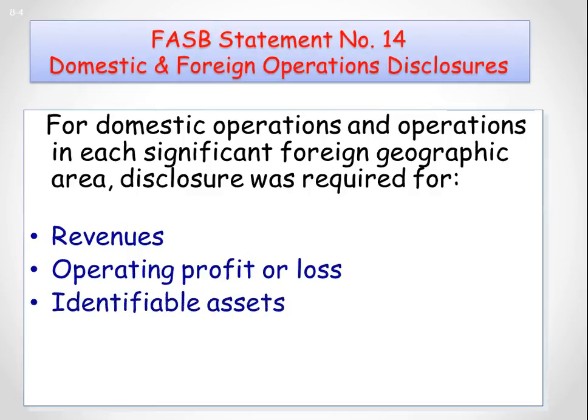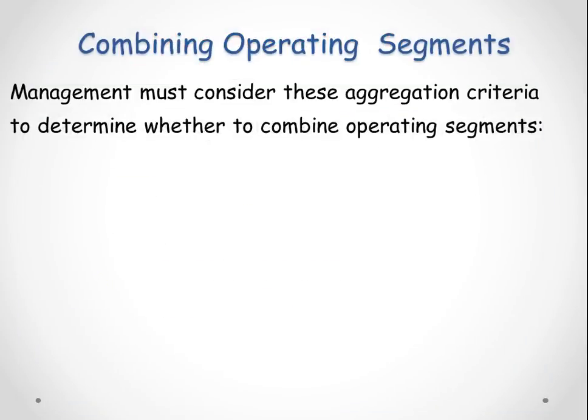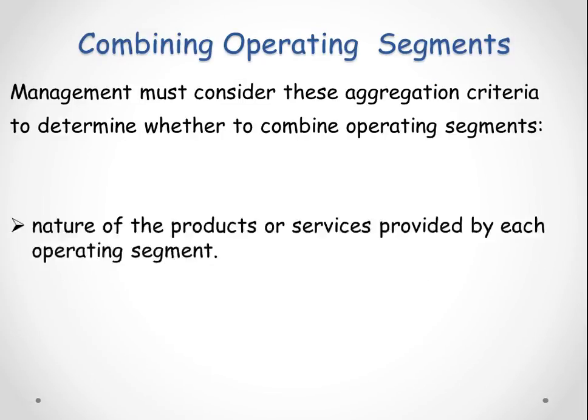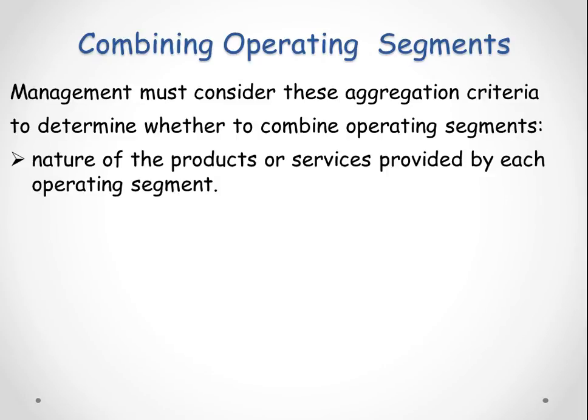Now, FASB statement number 14 says that for domestic and international operations, we have to disclose the revenue, operating profit or loss, and identifiable assets based on going through this test process. Now, we can combine segments, even though they meet the criteria, if the nature of the product or service provided by each operating segment is the same. An example would be like a Nordstrom's having multiple stores. They would not have to show all the stores separately.